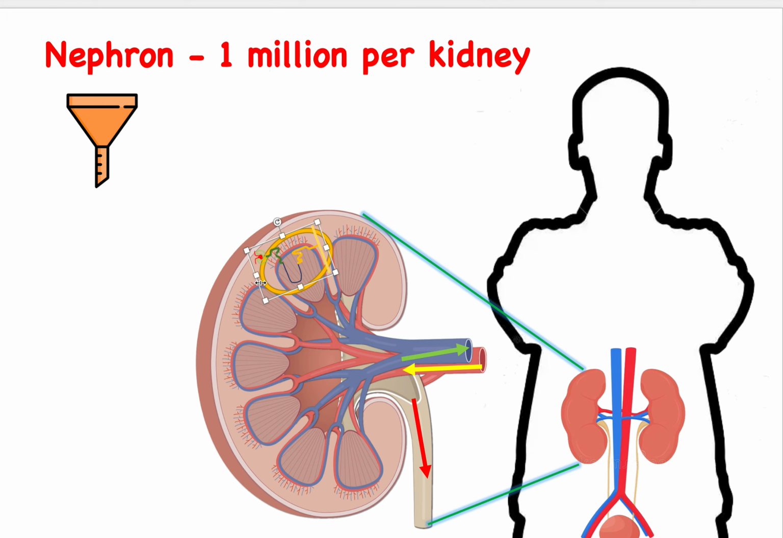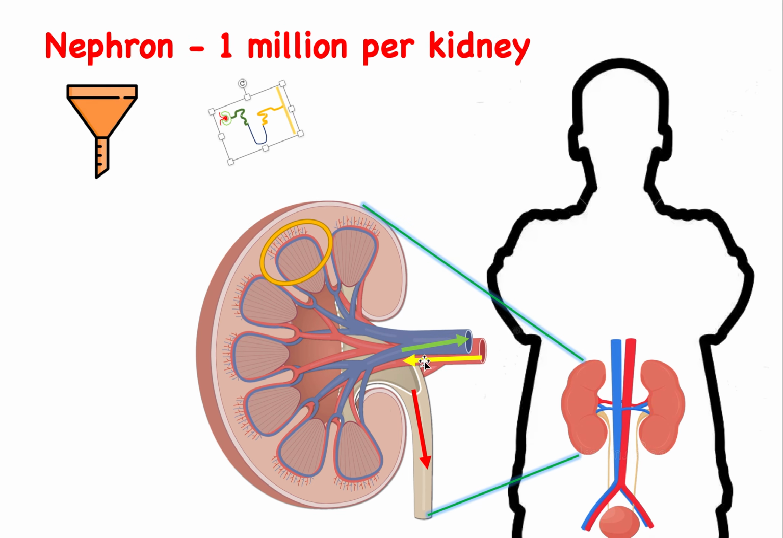So this is our filtering unit. This is the functional unit. The nephron is the filter of our body. This tiny thing, all of these million combined, will help filter the blood that comes through our arteries, remove all the bad stuff and put it in our ureter, and keep all the good stuff in our vein. This little thing here.